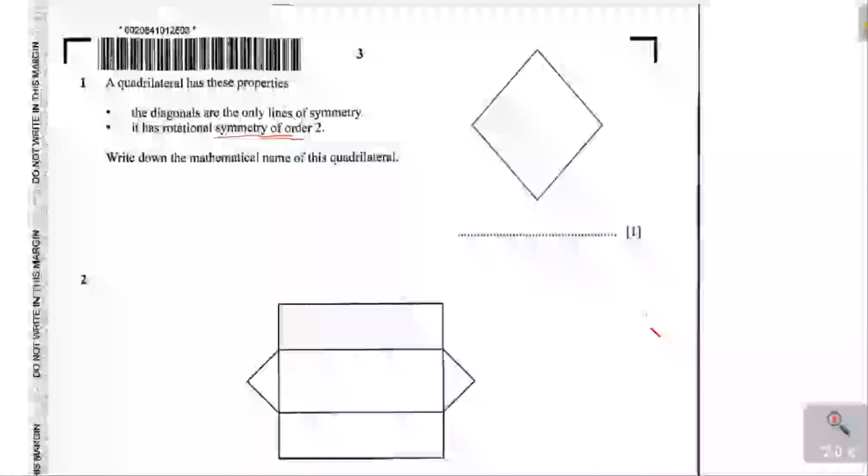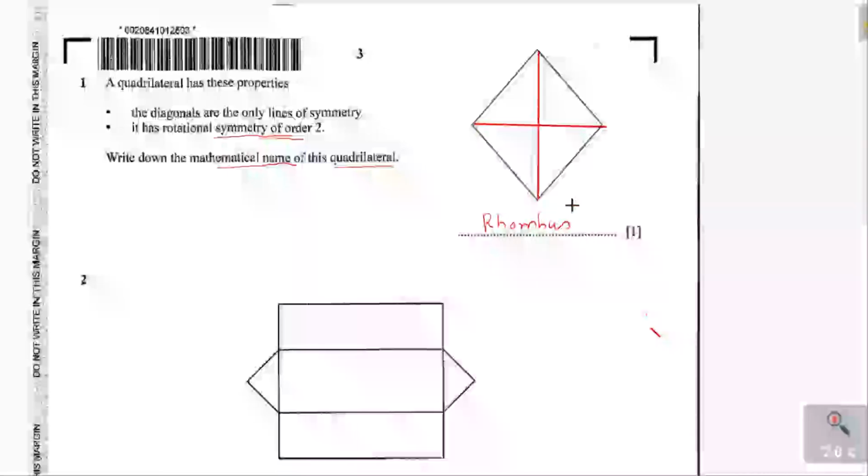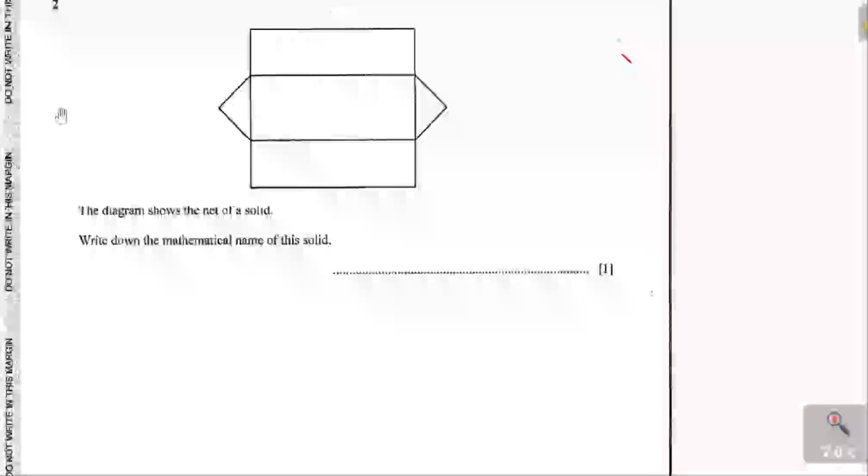Look here. The shape of the quadrilateral is the rhombus. This quadrilateral has two lines of symmetry and the order of rotational symmetry is 2. Therefore, we write the mathematical name of the quadrilateral is rhombus, that has two lines of symmetry and the rotational symmetry order is 2.